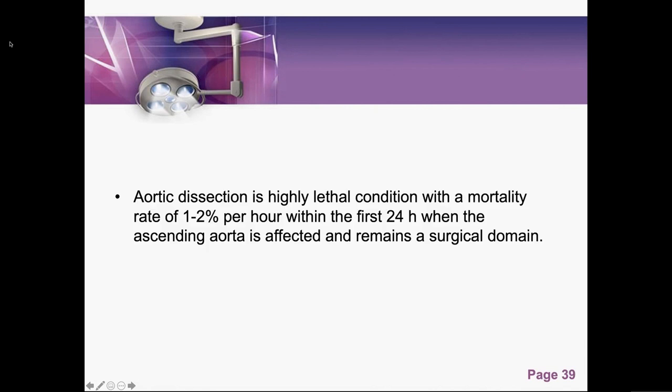Aortic dissection is a highly lethal condition, with mortality increasing by 1 to 2% per hour within the first 24 hours when the ascending aorta is affected, and surgery remains the only option. A week last Sunday, a 76-year-old man was diagnosed with type A dissection at 1:30. He was in theater at 2:50. This could have been one of the fastest to operate on in this difficult time. The patient is doing very well at the moment.